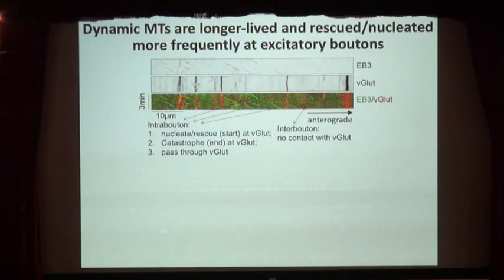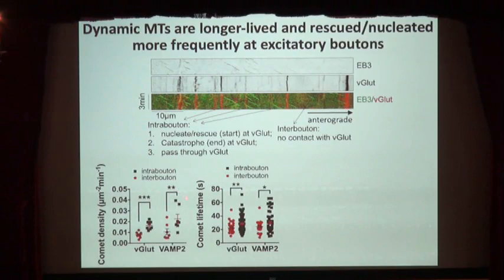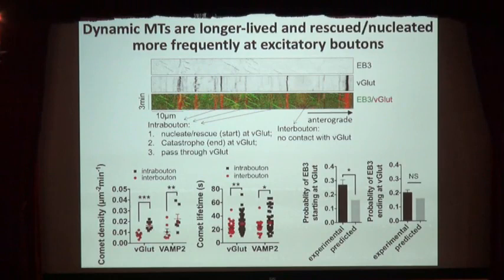And from kymograph analysis of EB3 comets relative to stable presynaptic puncta in the untreated neurons, I find there is a higher density of the longer-lived intrabouton microtubules at steady state. Then I further analyzed the pool of the intrabouton microtubules to understand whether they have preferential regulation at the boutons. And I find that, interestingly, only the experimentally measured probability of EB3 starting at VGlut, but not ending at VGlut, is significantly higher than the predicted random probability, which refers to the probability that they interact directly with VGlut. This suggests that there is a preferential regulation of EB3 comets starting at the boutons.